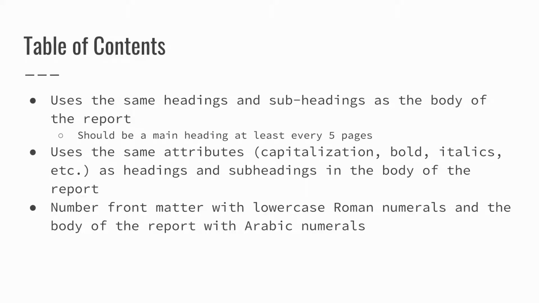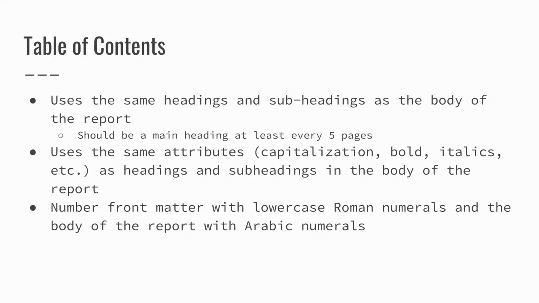Then you'll have your table of contents. The table of contents should use the same headings and subheadings as the body of the report. So you don't just want your headings to be introduction, methods, results, right? It's not just the main sections of the paper. You should actually have specific headings and subheadings. Markel recommends at least every 5 pages you should have a new main heading, and you should have more subheadings than that. And whatever headings and subheadings you use in your report, they'll be moved to your table of contents.